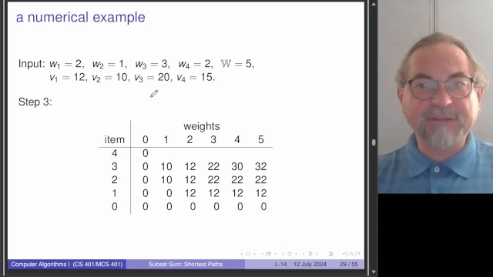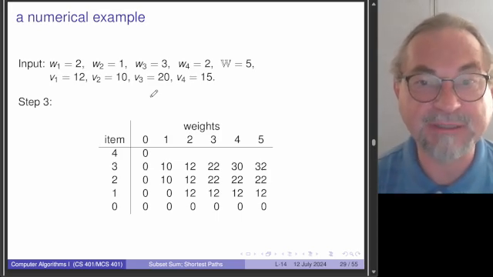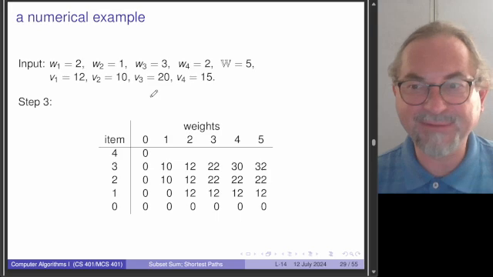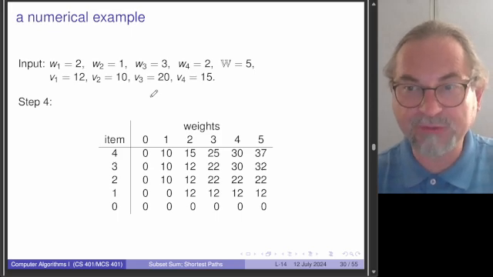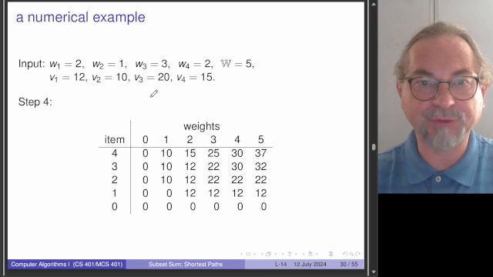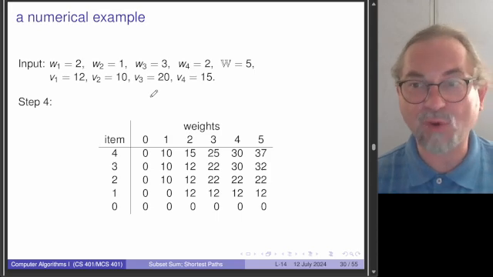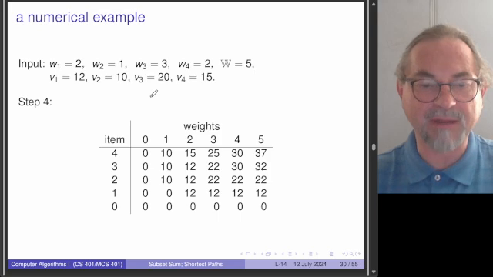We continue considering the first 3 items on our next to last row, and then we see that the optimal value is 32. And the follow-up exercise will be to compute the value of an optimal solution. And here you can see that the optimal value is 37. This example is small enough for you to eyeball it, but the next exercise asks to compute an optimal solution given on input this table.